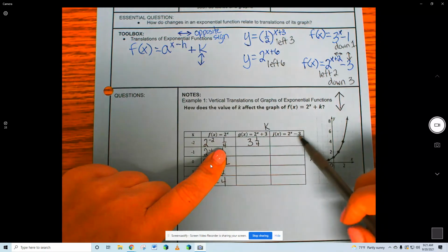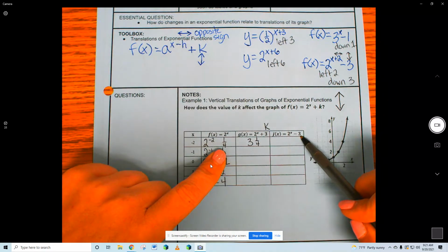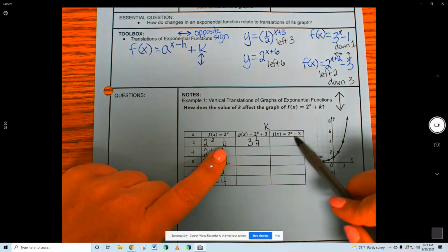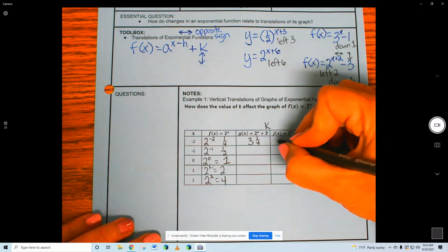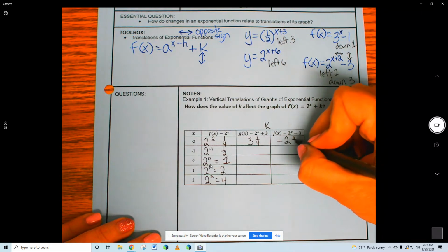What happens next section of my table of values? What if I do minus 3? 1/4 take away 3. 25 cents take away $3. You have 25 cents, 1/4, and I say you owe somebody $3. How much in debt are you? 1/4 minus 3. 25 cents take away $3. How much in debt are you? $2.75, and it's negative in debt. Minus 2 3/4.